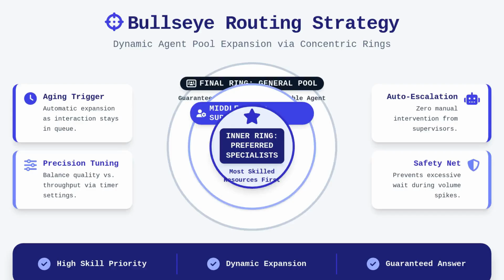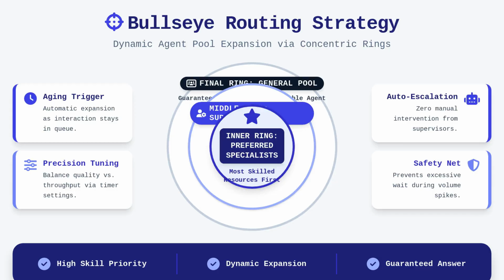Bullseye routing provides a sophisticated method for managing how your agent pools expand during periods of high demand or interaction aging. The strategy is built upon a series of concentric rings, where the inner ring contains your most preferred or specialized agents. As the interaction remains in the queue for a specified duration, the system automatically expands the search to subsequent rings, thereby increasing the pool of potential agents. This approach ensures that you always attempt to deliver the interaction to the most skilled resource first, while providing a safety net to prevent excessive customer wait times.